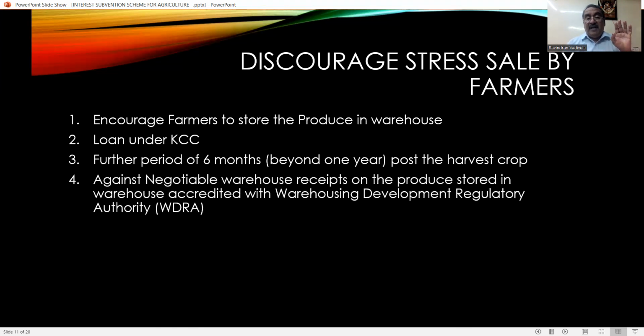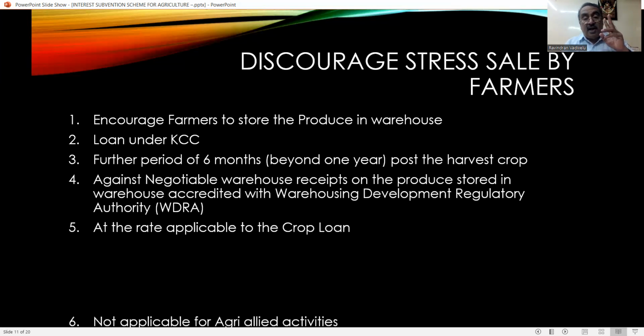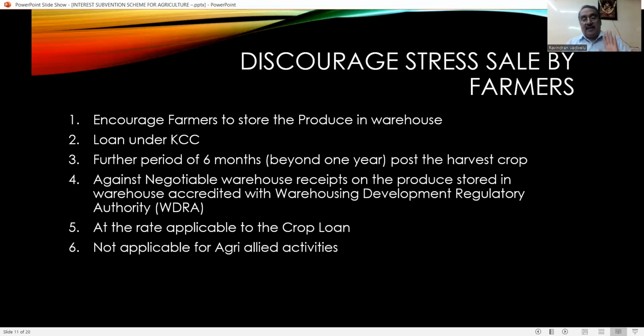get the same type of interest subvention against negotiable warehouse receipt on the produce stored in a warehouse accredited with the Warehousing Development Regulatory Authority. So you have to see whether that warehouse receipt is approved by the Warehousing Development Regulatory Authority. Then this interest subvention is extended for a further period of 6 months, at the rate applicable to the crop loan. So this benefit is applicable only for the crop loan and not for the allied activities.